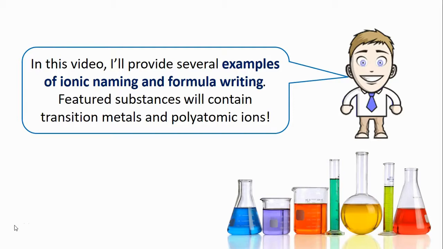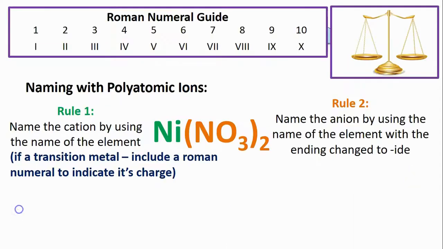In this video, we'll go over several examples of ionic naming and formula writing. At this point, the substances may or may not contain transition metals and polyatomic ions. I'll go over 2 examples in detail and then provide some more at the end of the video for you to try on your own.